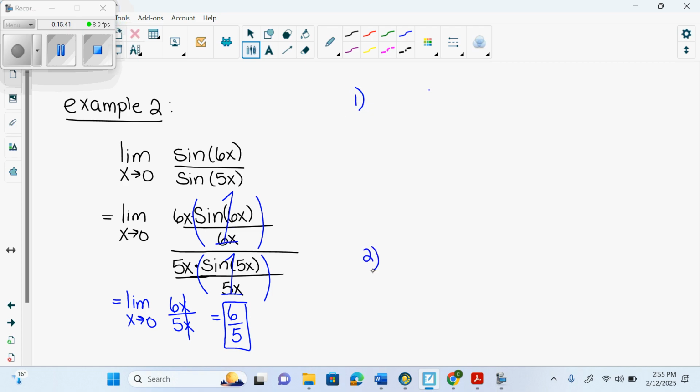So this is 1 and 2. 1 is the limit as x approaches 0 of sine 2x over 3x. And then this one is going to be the limit as x approaches 0 of sine x over x squared plus 3x.